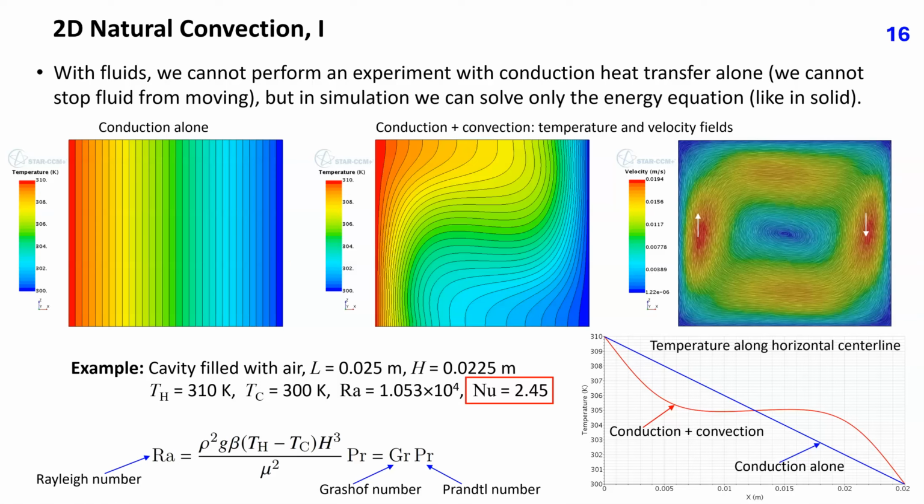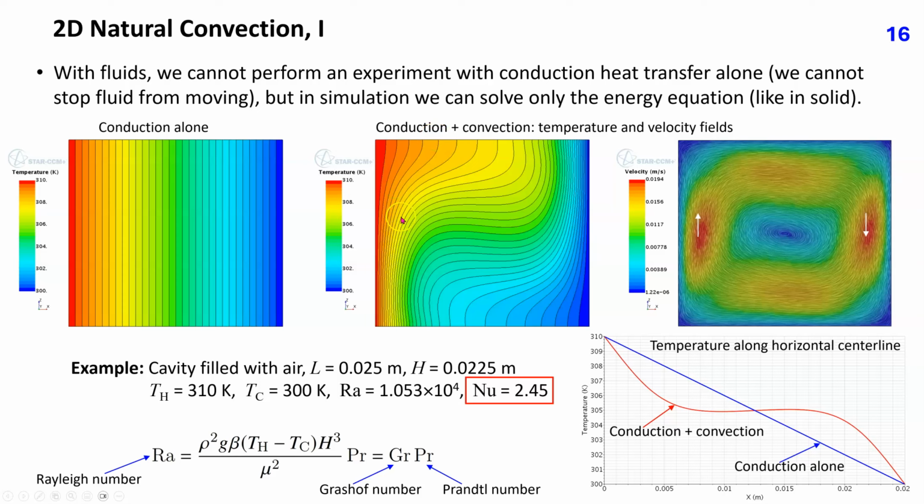When we solve both the Navier-Stokes equations and the energy equation, temperature variation causes density variation, and this sets fluid in motion, as shown in this plot. Air rises up along hot wall and falls down along cold wall because density of gases reduces as the temperature increases. The flow leads to a different temperature distribution compared to the case with conduction alone, as shown in this plot.